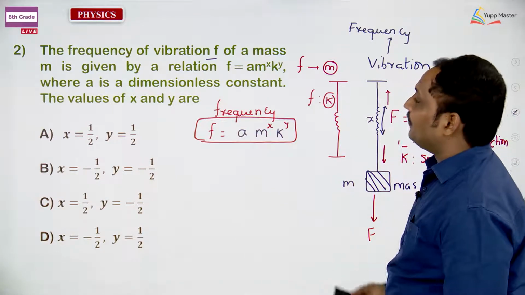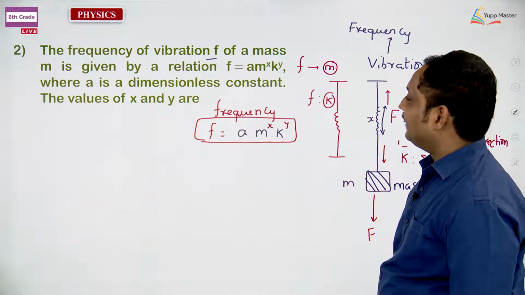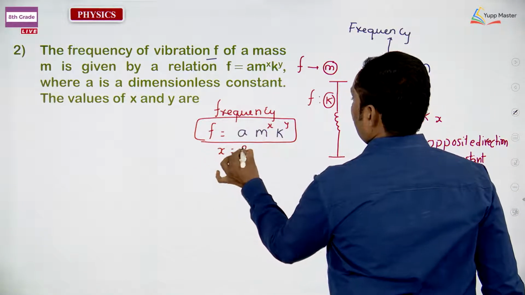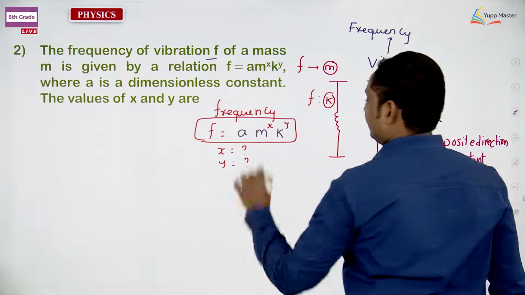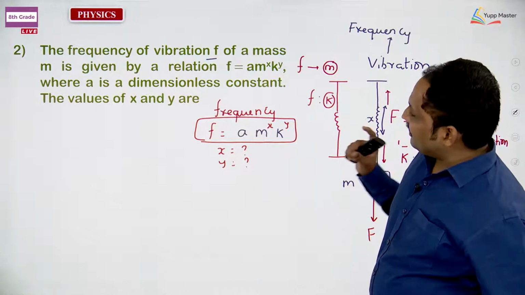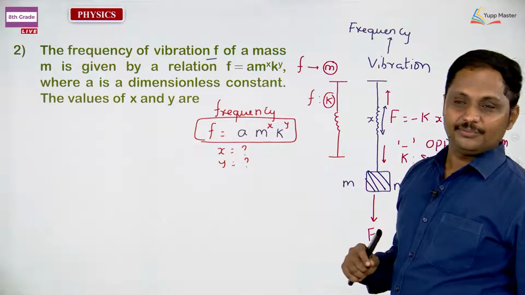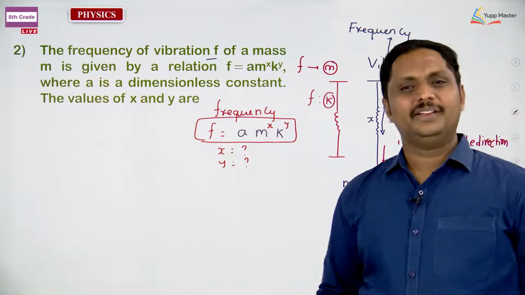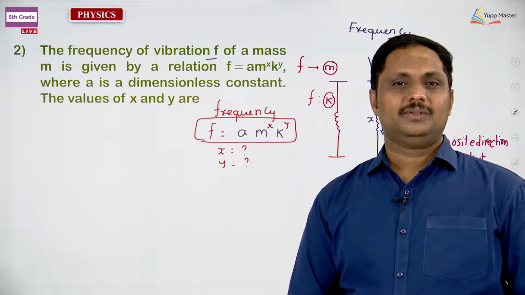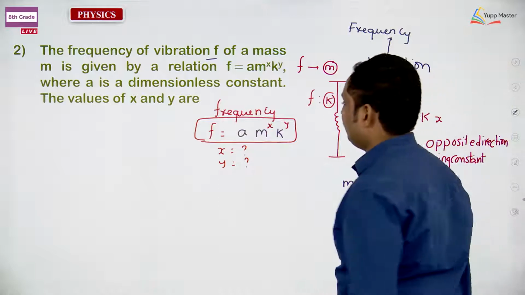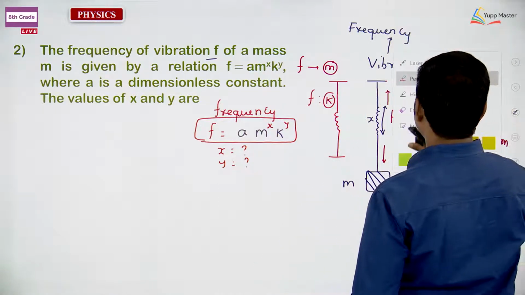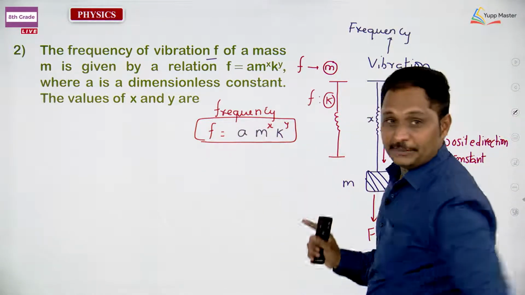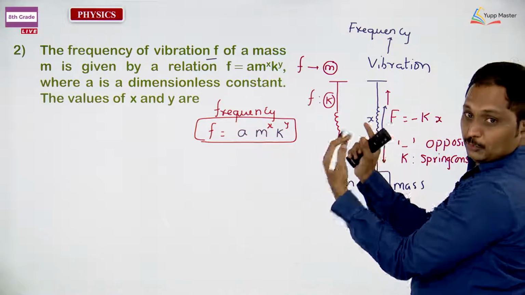But the question is to calculate the values of x and y. What is x equal to, and what is y equal to? That is the question. By applying dimensional analysis, you will solve this problem. The dimensions are easily identified, so we write them down and apply the homogeneity principle: the left hand side and right hand side are going to be equal.